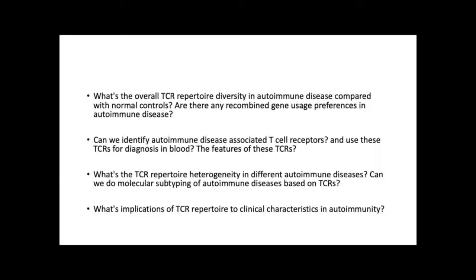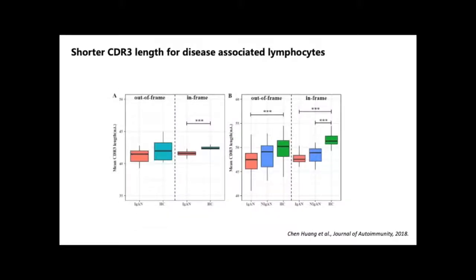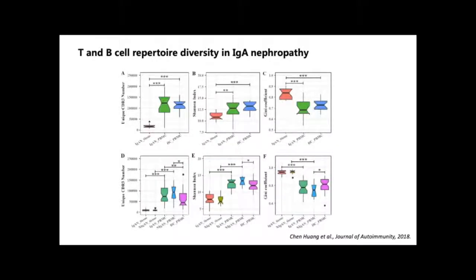So in order to do this, firstly, we did a smaller scale project focused on an autoimmune disease called IgA nephropathy. The sample size is not very large, less than 100, but we sequenced both the T cell receptors and the B cell receptors. For B cell receptors, we have IgA nephropathy and also non-IgA nephropathy, so we did a comparison on IgA nephropathy.